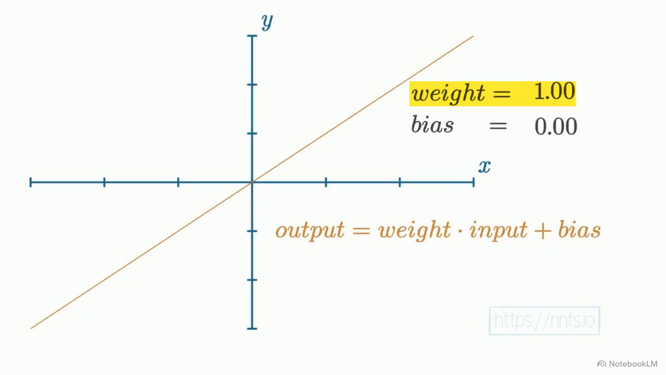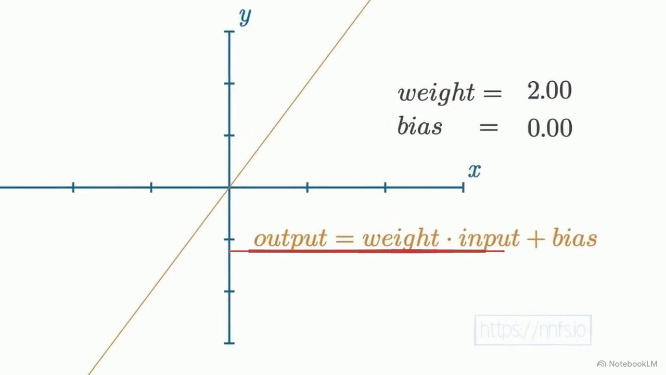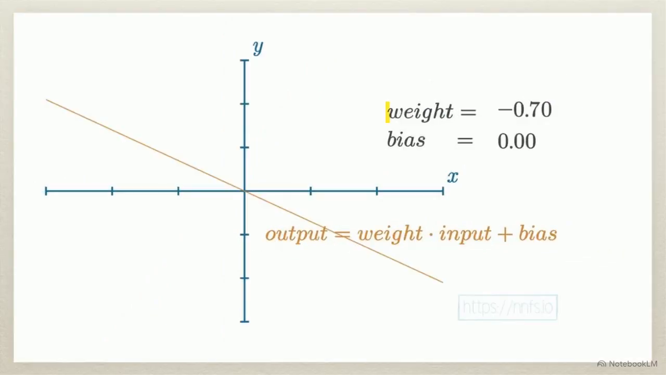With a weight of 1.0, we get a steady 45-degree diagonal. As we increase that weight to 2.0, the slope steepens. The neuron is now predicting a much more aggressive relationship between the input and the output. If we use a negative weight, the slope flips. As the input increases, the predicted output drops.